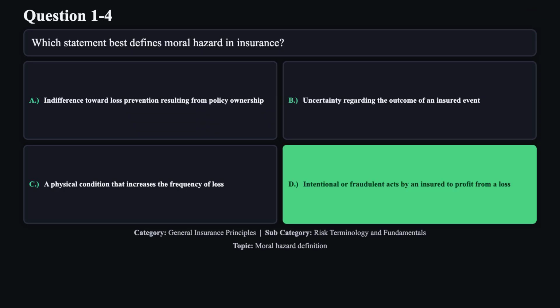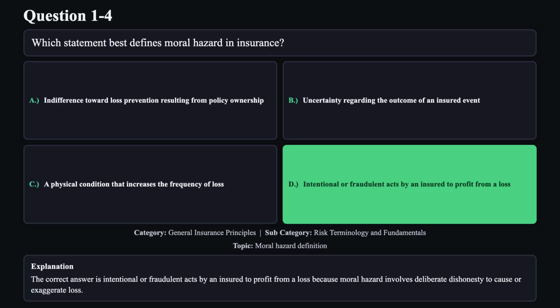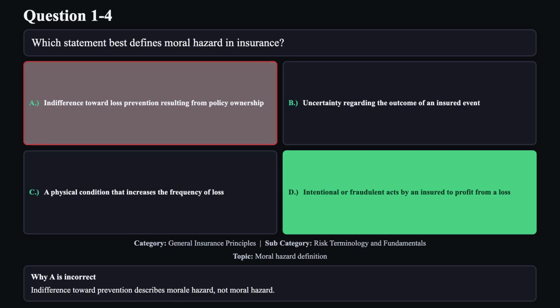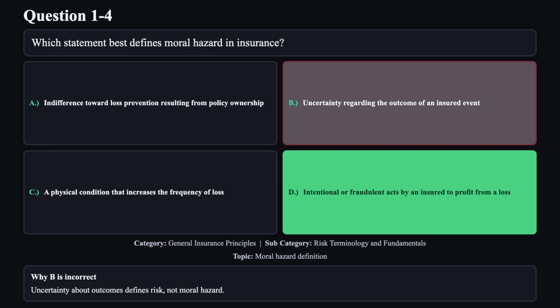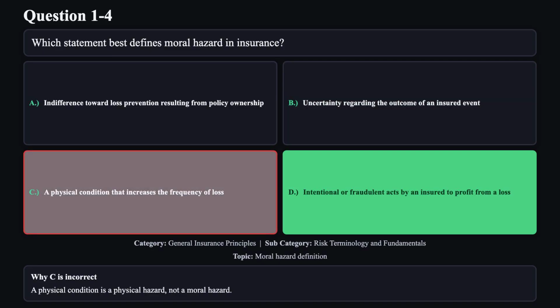The correct answer is D. The correct answer is intentional or fraudulent acts by an insured to profit from a loss because moral hazard involves deliberate dishonesty to cause or exaggerate loss. Reason A is not correct. Indifference toward prevention describes morale hazard, not moral hazard. Reason B is not correct. Uncertainty about outcomes defines risk, not moral hazard. Reason C is not correct. A physical condition is a physical hazard, not a moral hazard.